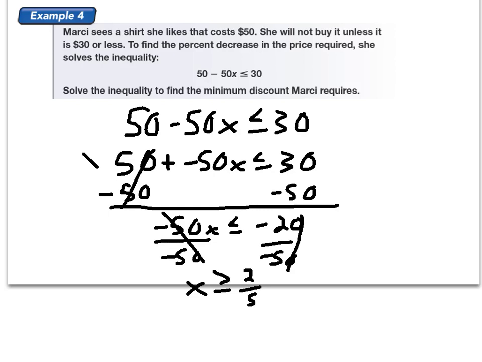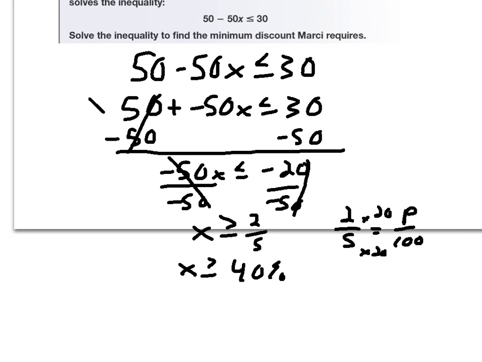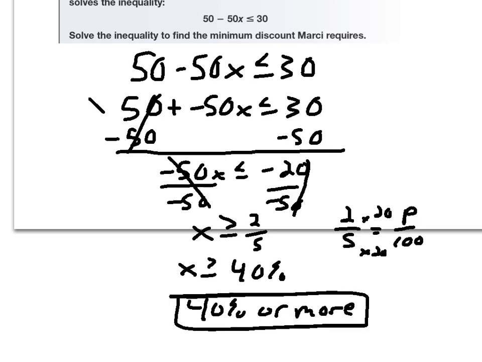Okay? Now this says find the minimum discount she requires. So we can say the price has to be 2/5, or we need to figure out a percent decrease. So 2 out of 5 is equal to what percent? Okay, percent out of 100. Well, I can multiply by 20, and that's x is greater than or equal to 40%. Okay, so her discount needs to be 40% or more for her to be able to buy the shirt. So she's got to look for a pretty good deal.